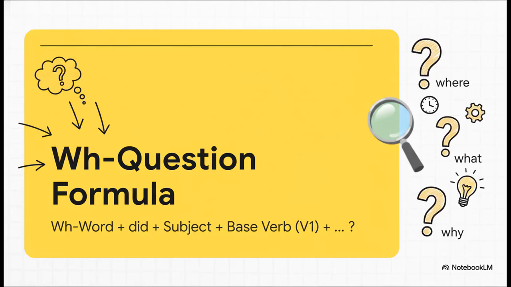But what if you need more than just a yes or no? What if you need details like what someone did, or where they went, or why? Well, the great news is, the rule barely changes. You take that exact same formula we just learned and you just pop a question word, a W word, right on the front. The core of it stays exactly the same.